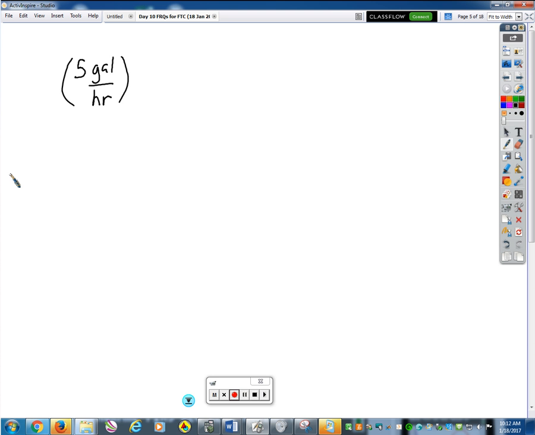What mathematical operation would we perform to calculate the total amount of oil that flowed in 10 hours? And we multiply by what? 10. 10 what units? Hours. The units here would divide out. The result would be that after 10 hours, 50 gallons of oil would have flowed into the tank. Three tickets for Ty. Show me one or two if that makes perfect sense. Points for the room.